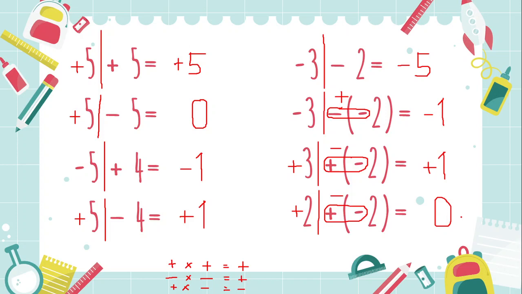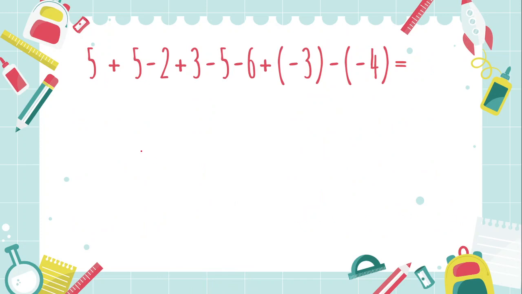Now let's try one last example. Let's solve this combination of addition and subtraction. We have here 5 plus 5 minus 2 plus 3 minus 5 minus 6 plus negative 3 minus negative 4. Okay, so first we need to process these two signs here. Since this is a multiplication of signs, all we need to do is multiply positive and negative. We all know that positive times negative is equal to a negative sign.